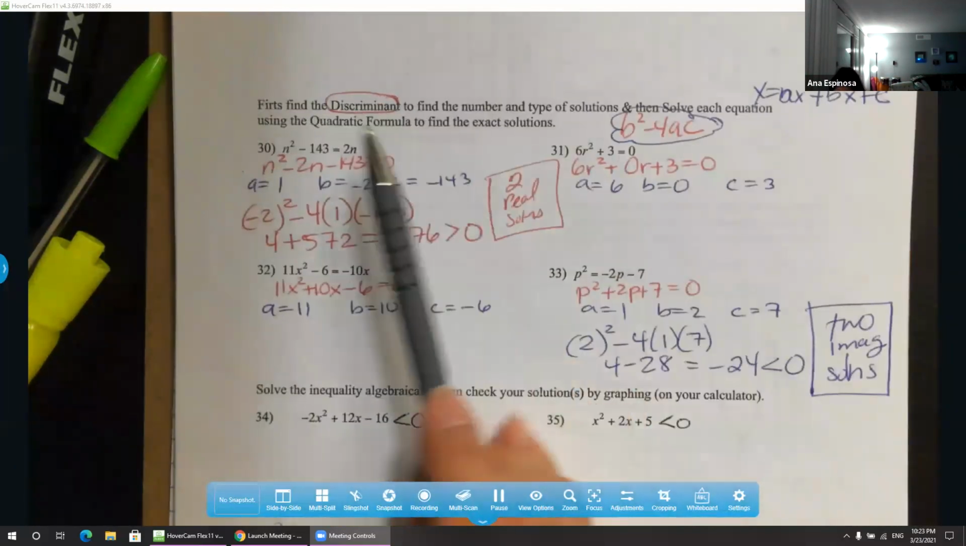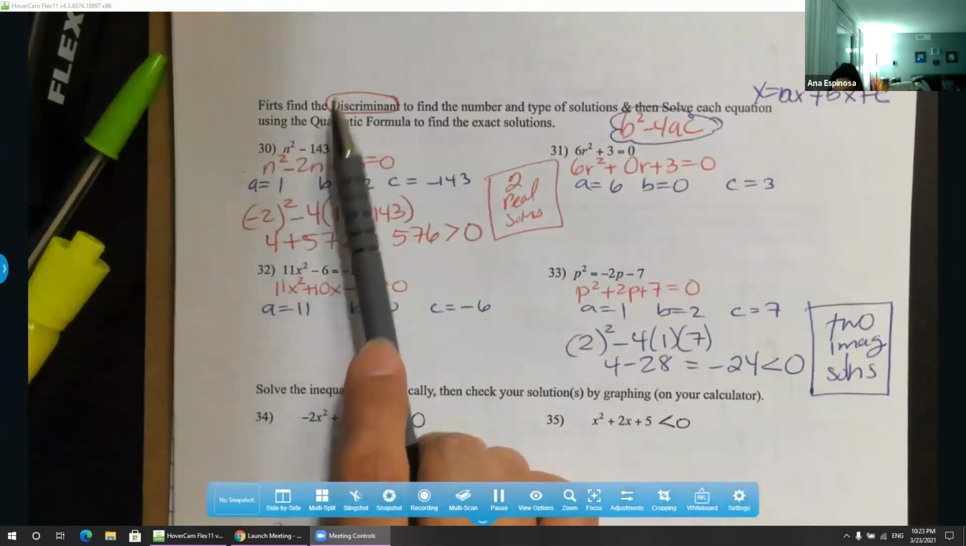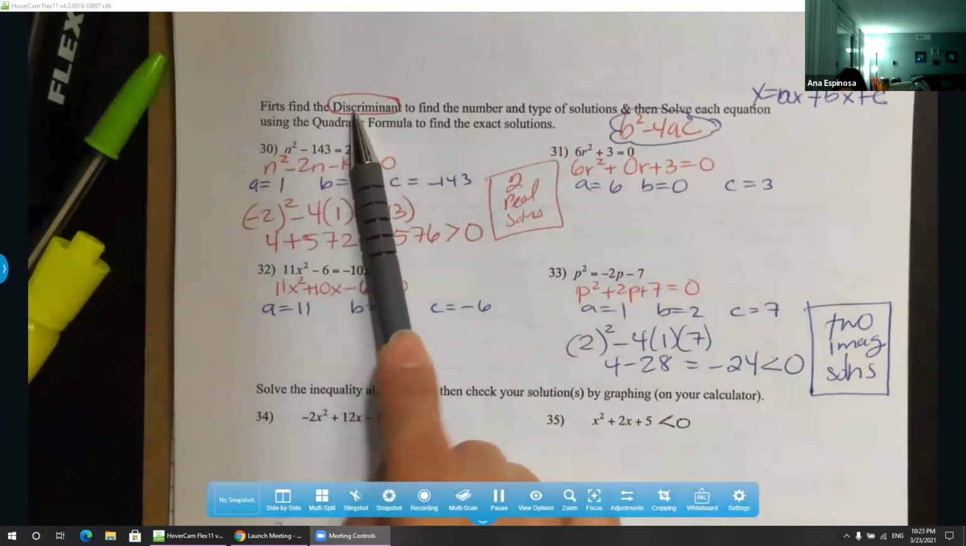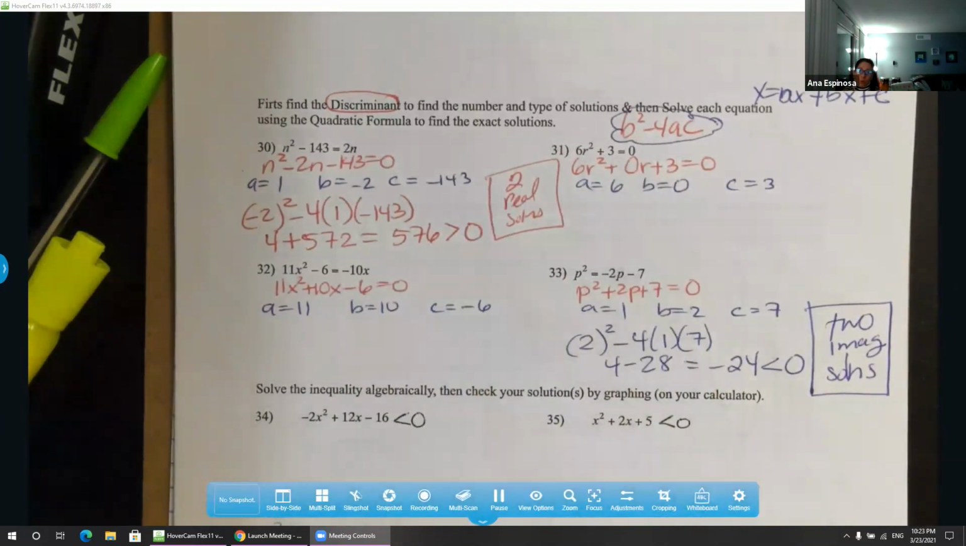All right. When the book or the test or the exam or myself is asking you to find the discriminant, that is the piece under the radical. The piece under the radical in the quadratic formula is basically going to tell you how many solutions you will have. It does not tell you what the solutions are. It just tells you how many.